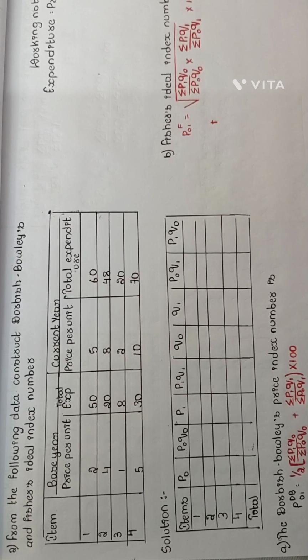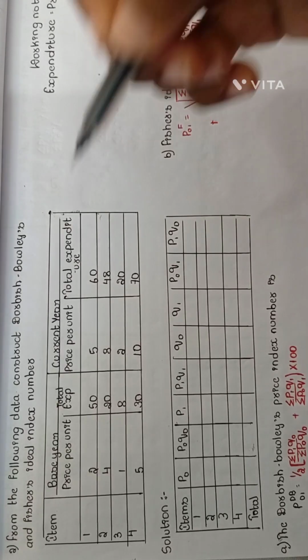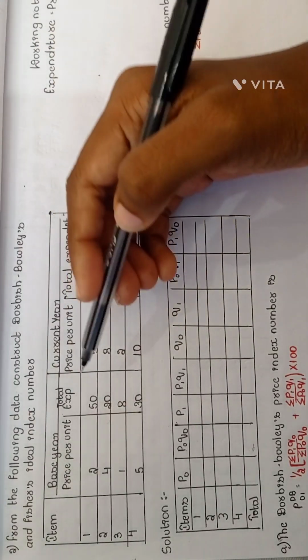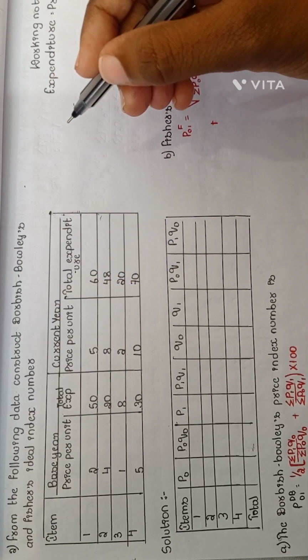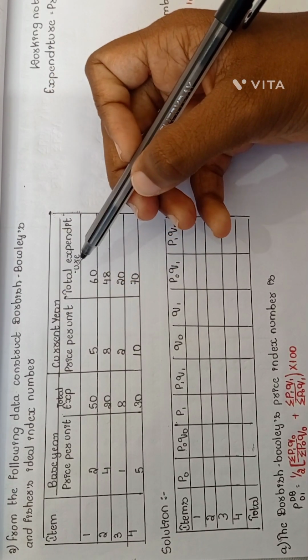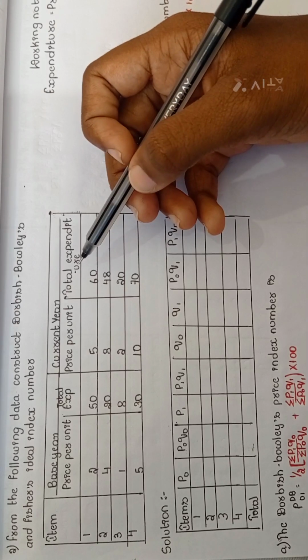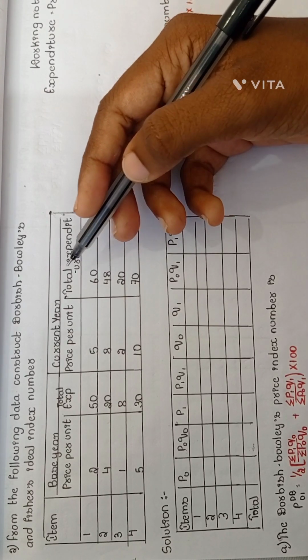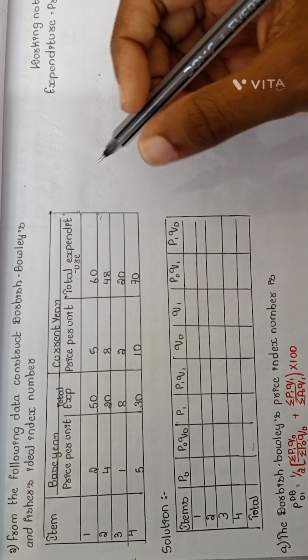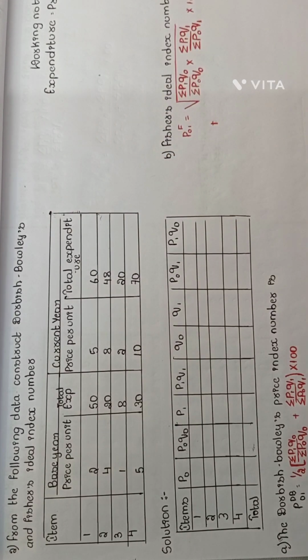In this video today we are going to learn how to construct Drobish-Bowley's and Fisher's ideal index number when total expenditure is given. In this type of question they would not give the quantity. Instead, they would give the total expenditure, but we should not consider this as quantity. So we have to calculate the quantity in order to solve the problem. So without any further delay, let's get into the video.